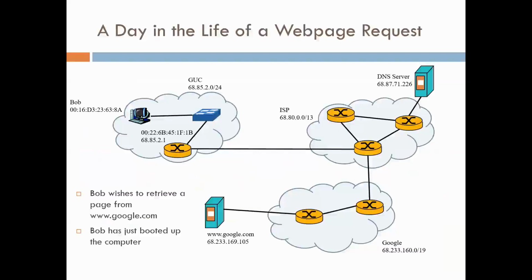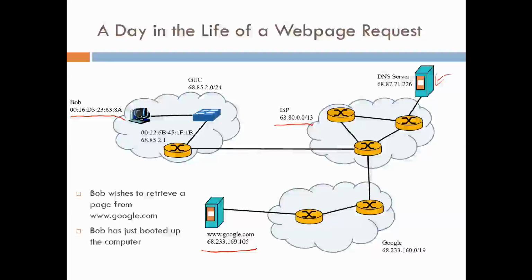We have here Bob, who has just signed in to his network. Let's say this is the GUC network. Bob has just signed into the network, and Bob wants to retrieve the web page of www.google.com. Now, Bob will get internet connectivity from the GUC network, and the GUC network gets its internet connectivity from an ISP, an internet service provider. So the local DNS server that Bob is going to be associated with is right here.